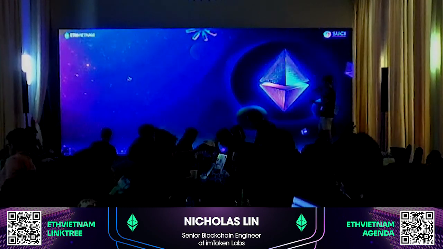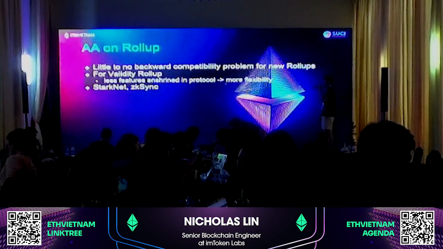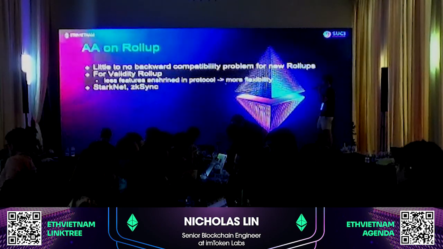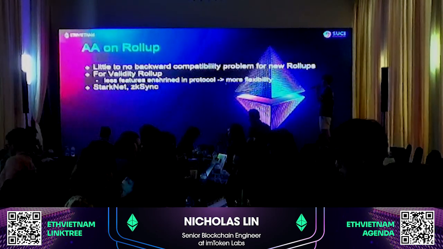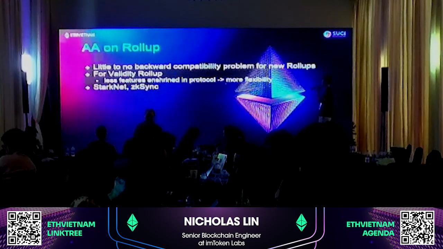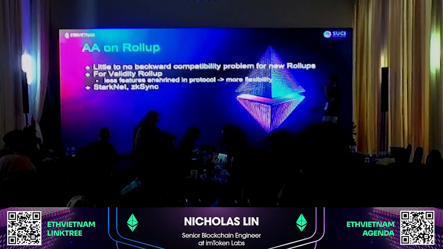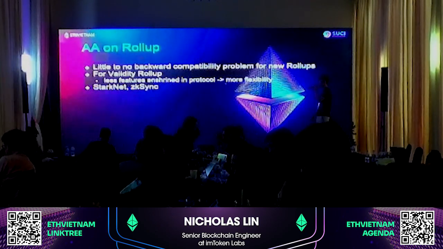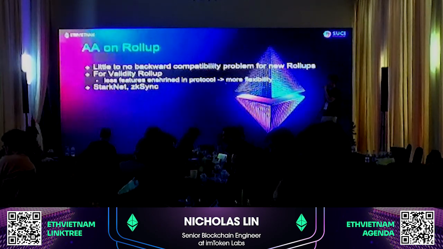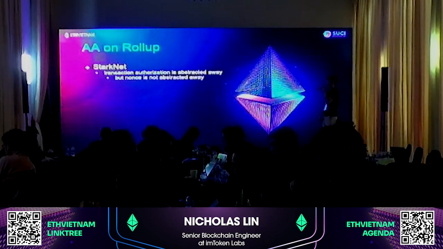Okay, cool. Final part, account abstraction on rollups. Rollups actually have great incentives to adopt account abstraction, since they have little legacy compatibility problems because they are really new. And especially for validity rollups, implementing fewer features in the protocol means you get more flexibility. So there are currently two validity rollups that have implemented account abstraction. The first one is StarkNet, and the second one is zkSync. Today I will only cover StarkNet.